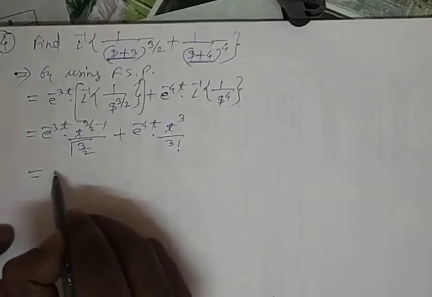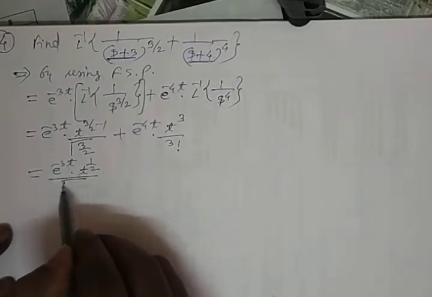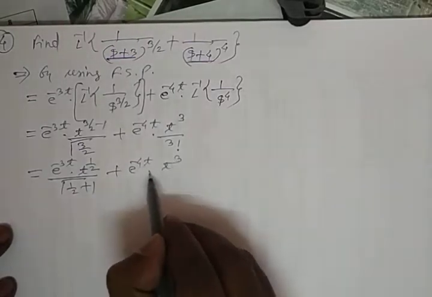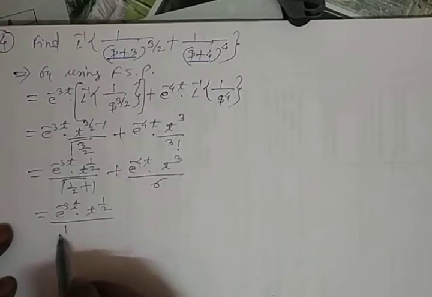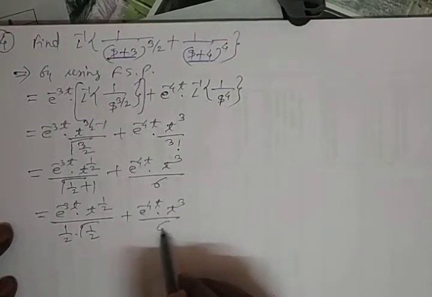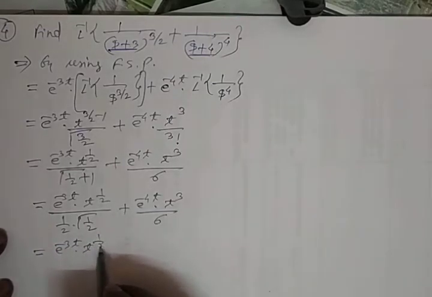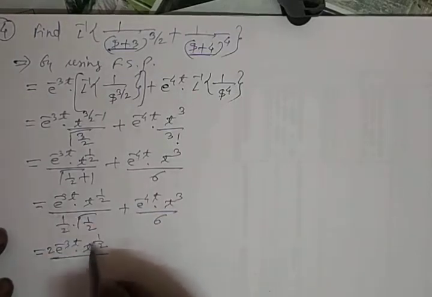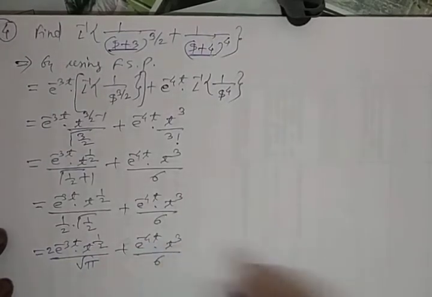Now simplify this further: e raised to minus 3t into t raised to 1/2 divided by, this can be written as (1/2) gamma (1/2), isn't it? Plus e raised to minus 4t t³ upon 6, is equal to e raised to minus 3t t raised to 1/2 upon (1/2) gamma 1/2 plus e raised to minus 4t into t³ upon 6. That is equal to e raised to minus 3t into t raised to 1/2 divided by gamma 1/2. Okay, this 2 can be taken outside, at the numerator, and gamma 1/2 is root pi, plus e raised to minus 4t into t³ upon 6.